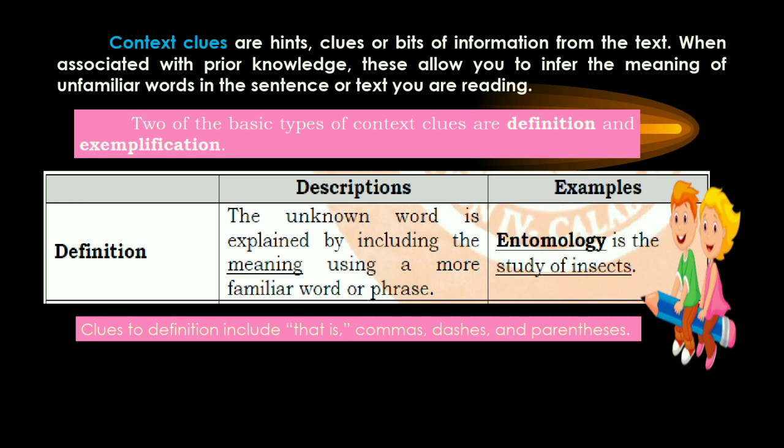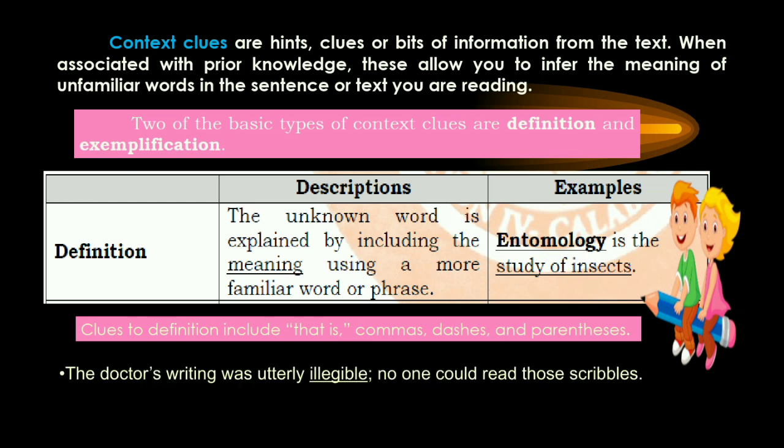So when a word or phrase's meaning is explained immediately after its use, that is what we call definition or explanation clues. Clues to definition include the words "is" and "are," commas, dashes, and of course parentheses. Let's have another example.